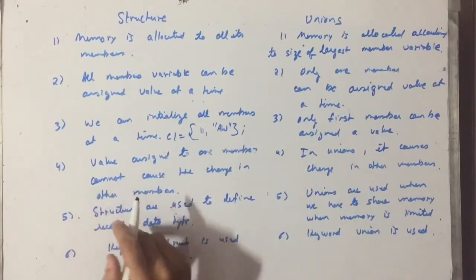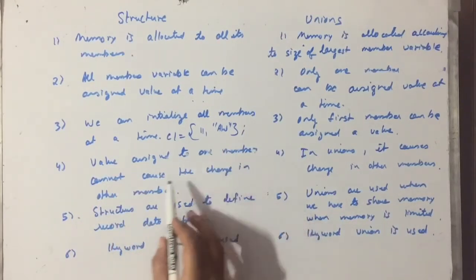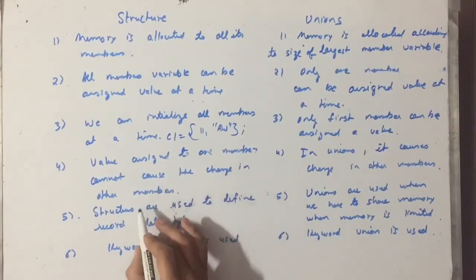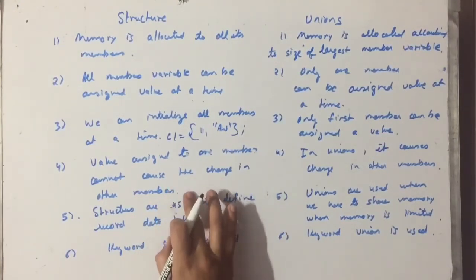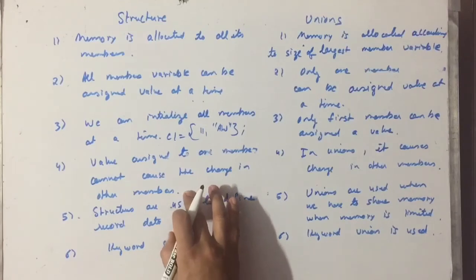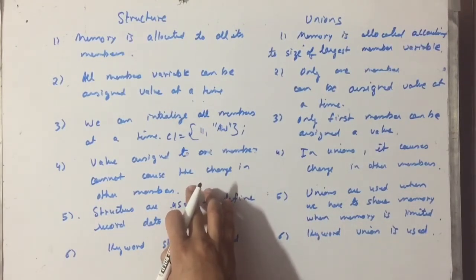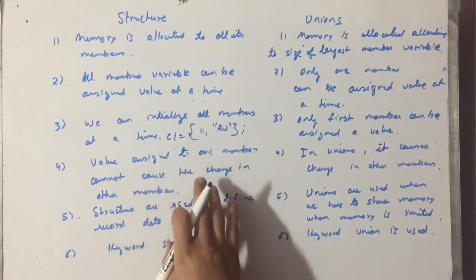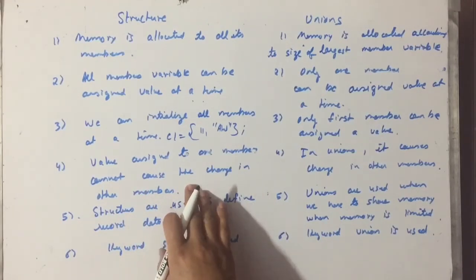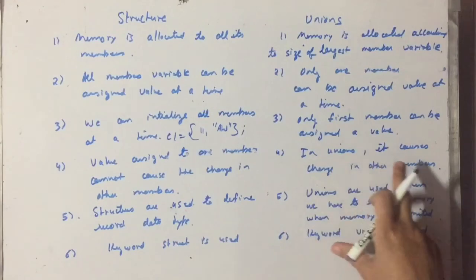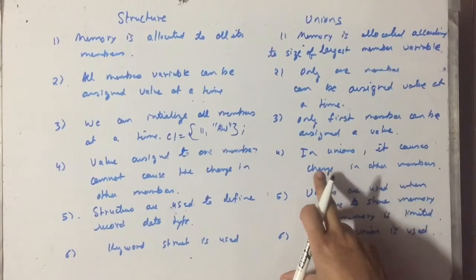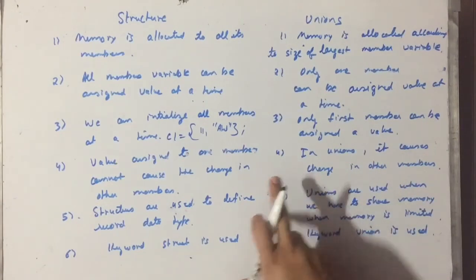Now the fourth point is values assigned to one member variable cannot cause a change in other members, because each is allocated separate memory and there is no interference between them. If a value changes in one place, its effect does not come on the other member variables. But in case of unions it causes changes in other members because they are sharing the memory space.